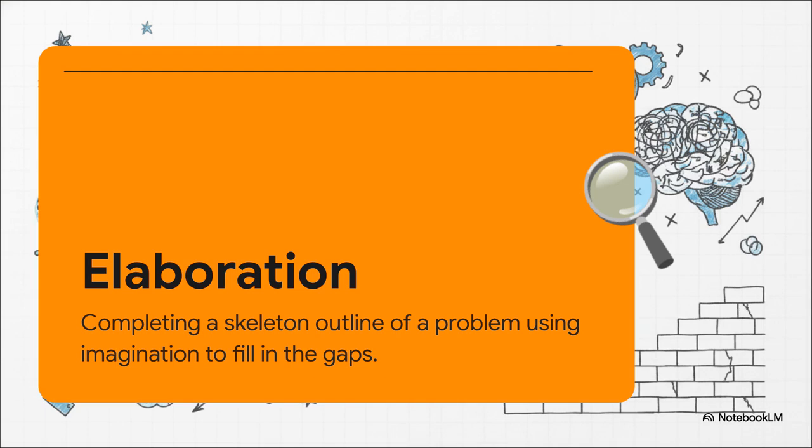Finally, our source text highlights elaboration. This technique shows how a simple skeleton outline can be fleshed out by the sheer power of human imagination. You give someone the barest bones of a problem or a scenario, like asking them to make up a rich, detailed story based on a single, simple picture, and you just watch how their mind naturally works to fill in the gaps. It's a fantastic exercise in creative expansion.